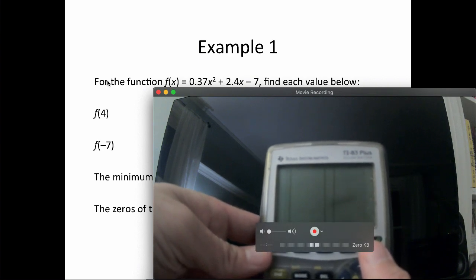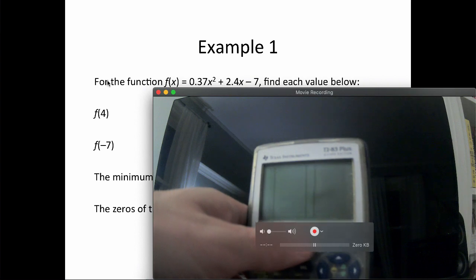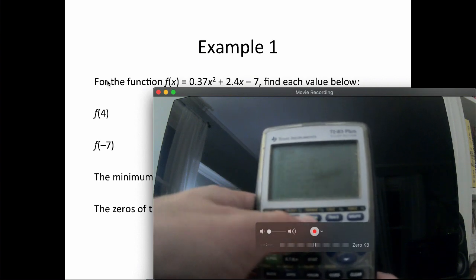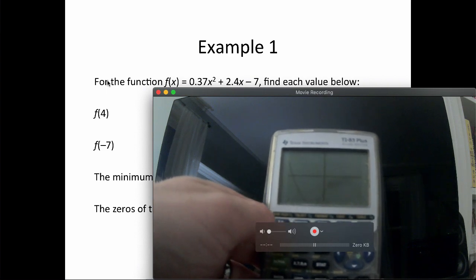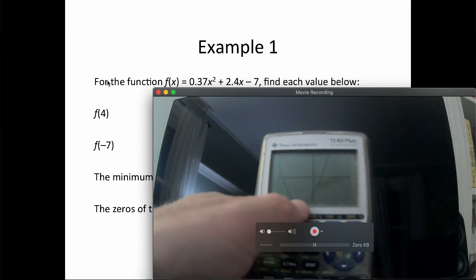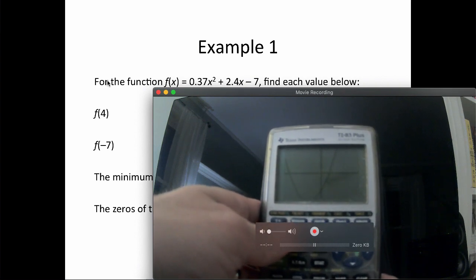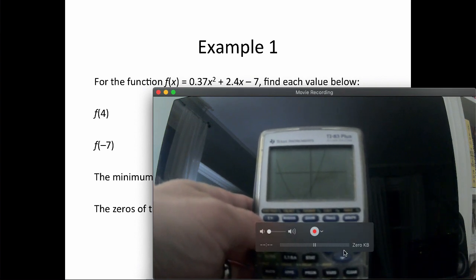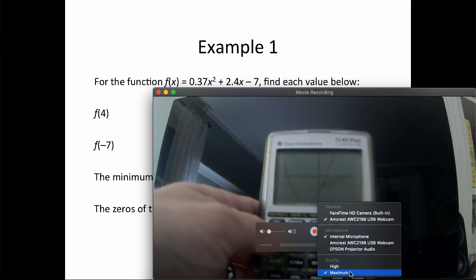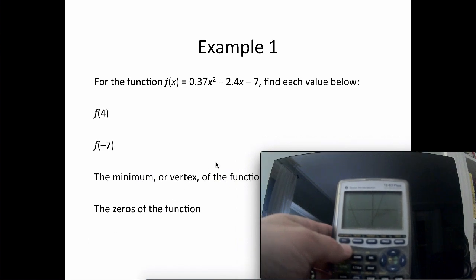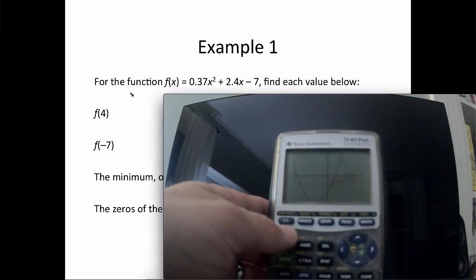So press graph, and ooh, my window's all messed up. If your window is all weird like that, press the zoom button, press zoom and then 6, and it'll go back to the standard window. Now you can see the graph goes a little bit off the page. So what I'm going to do is press window here. Let me adjust this to see if I can get it a little less blurry. It's odd that actually helped a little bit.